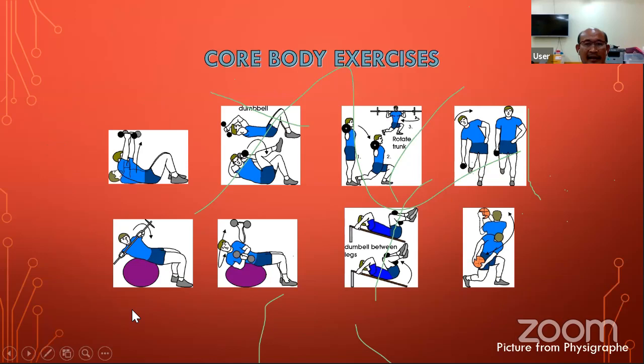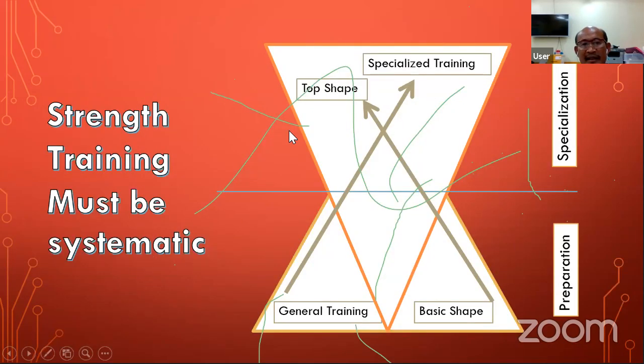Okay. This one is how to do strength training. Strength training must be systematic, from younger to older, and from the preparation period to the specific and competition period. What it means is we start with general strength training, and then at the end we do specialized, or event specific training, more and more event specific. We want to build up the basic shape of the athlete, and then we can do the top shape of the athlete.